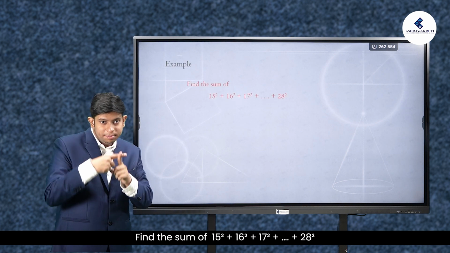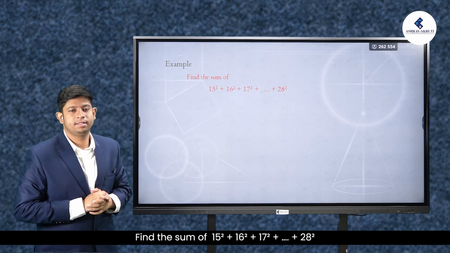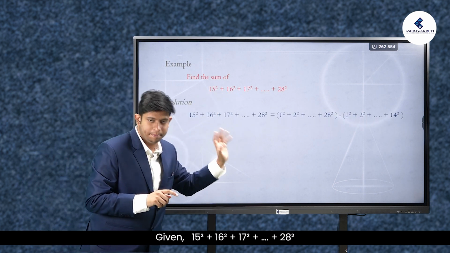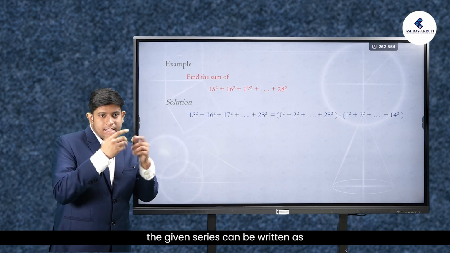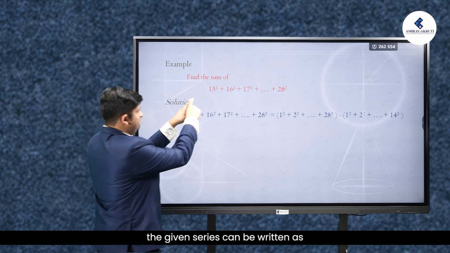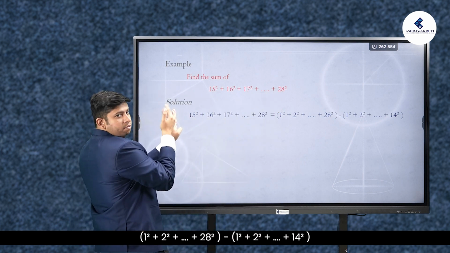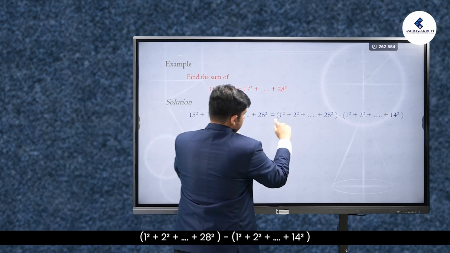Find the sum of 15 square plus 16 square plus 17 square so on plus 28 square. Solution. Given 15 square plus 16 square plus 17 square plus so on plus 28 square. The given series can be written as 1 square plus 2 square so on plus 28 square minus 1 square plus 2 square plus so on plus 14 square.